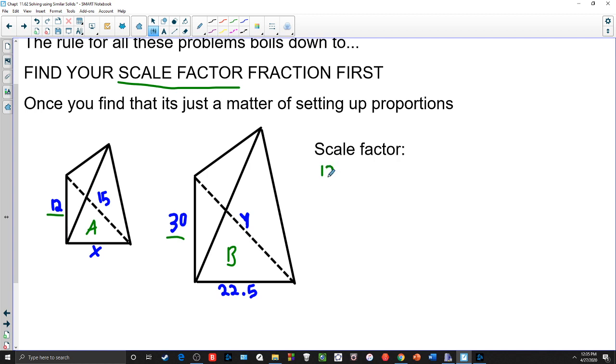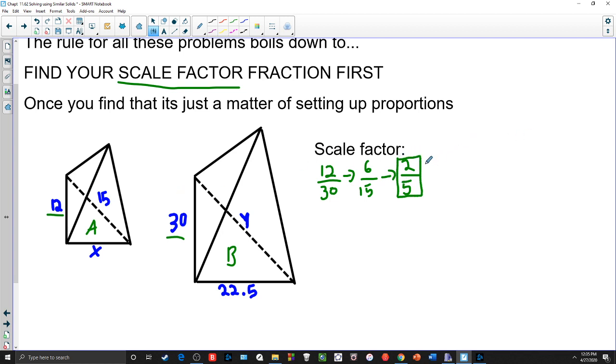So I'm going to have 12 over 30 as my scale factor, which you can reduce before you go on with the problem. So let's reduce this here. So 12 divided by 2 is 6, 30 divided by 2 is 15, and then 6 divided by 3 is 2, 15 divided by 3 is 5. So this would be the scale factor I would use in starting all my problems.